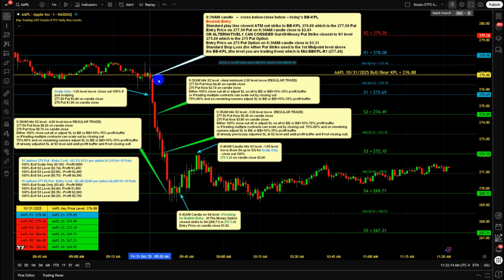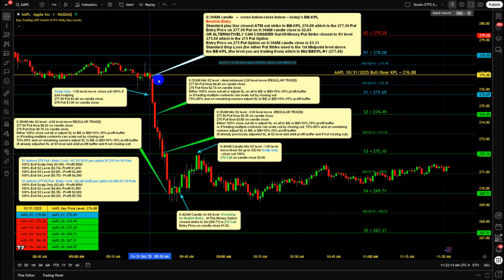Now, the way that your exits work with this particular indicator is, as I mentioned earlier, there are two different types of trades with this indicator. You have a scalp only and a regular trade. Scalp only trades, you're looking for a one level move in your favor to close out 100%. There's no stop loss adjustment. There is no scaling out. There's no other adjustments. It's just 100% closeout, regardless of the position size.